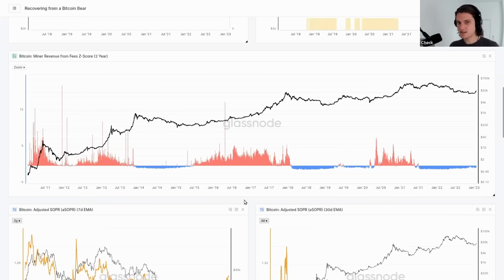So what we've got here is a statistical normalized tool. This is the Z-score. Now, we've got this on a 2-year basis. The reason it's on a 2-year basis is that gives us enough time for the bull cycle to come in, the bear cycle to come out. But what we care about is within the bear cycle, right?